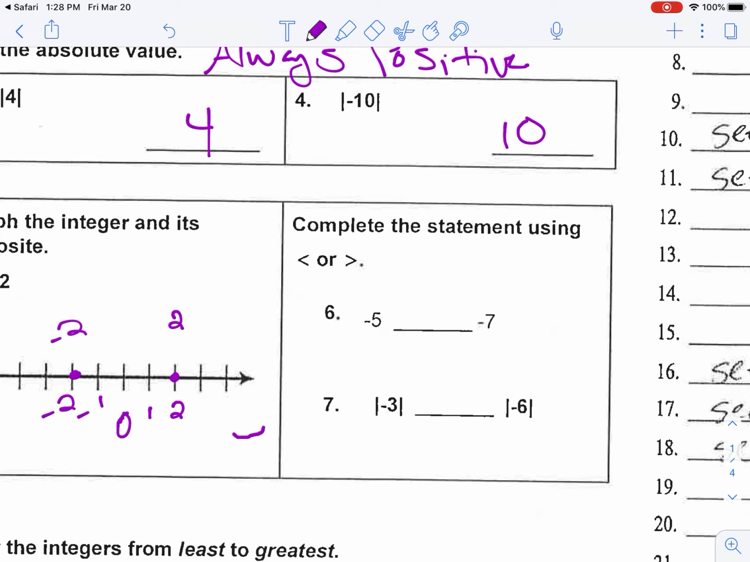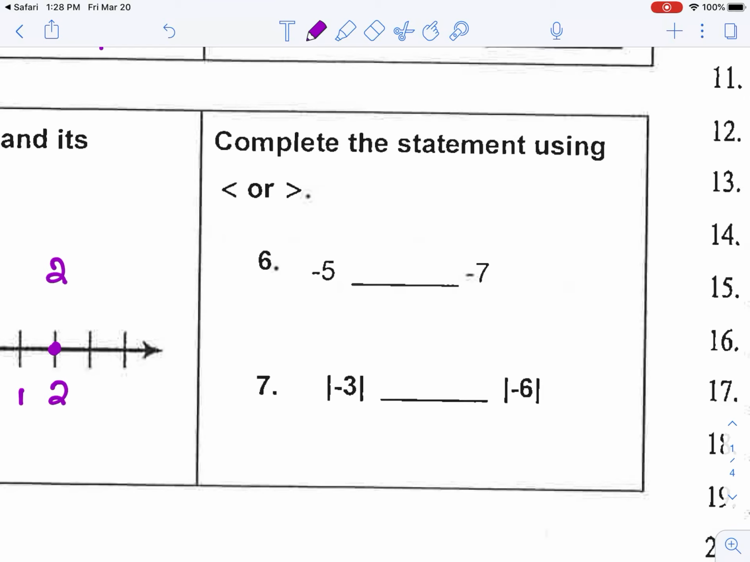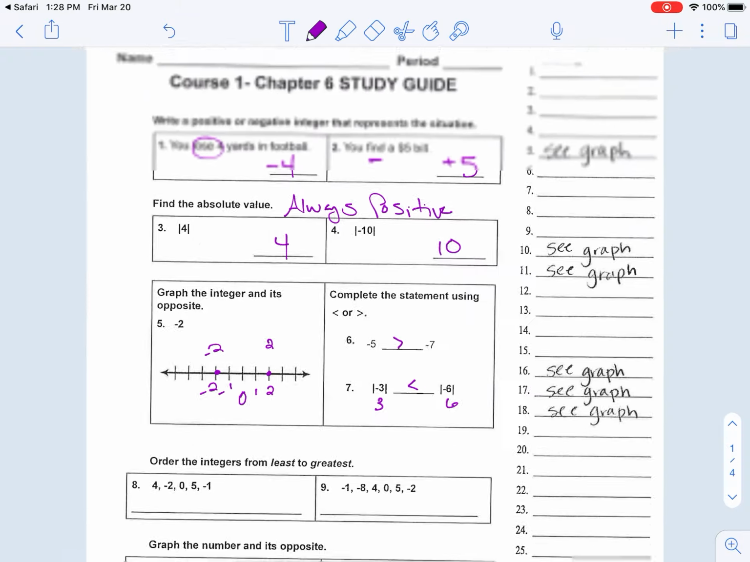Completing the statement using less than or greater than. Remember, the number to the left is always less, okay? So if I'm comparing a -5 to a -7, -7 is further to the left on the number line. -5 is closer to 0 and to those whole positive numbers. So -5 is greater than -7. The absolute value of -3 is 3. The absolute value of -6 is 6. So solve the absolute value first, and then 3 is less than 6.